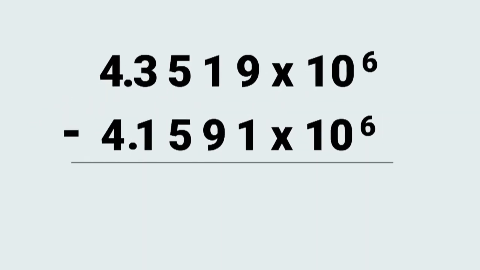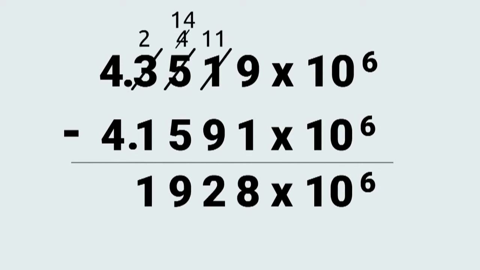Now let's try a subtraction example. As we can see, these exponents are already equal, so no need to equalize them. Just as before, write 10 and its exponent below. Now we will subtract. And this is the result.